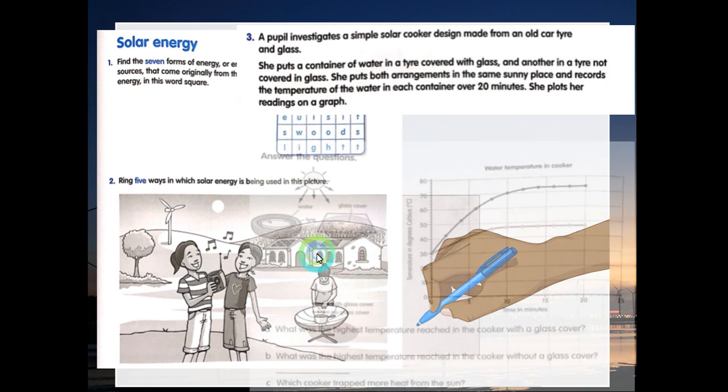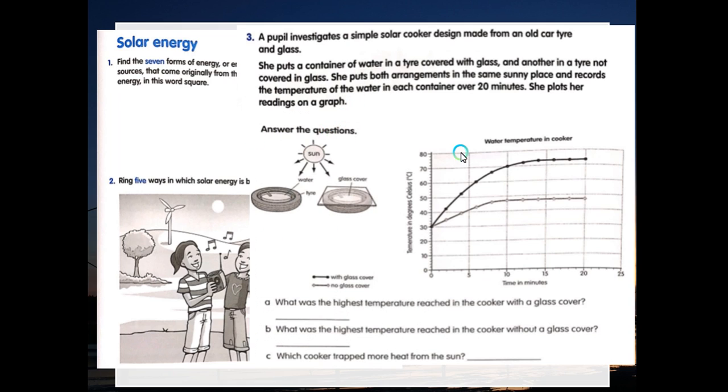Now, question 3. It's an experiment. All right. A pupil investigates a simple solar cooker design made from an old car tire and glass. Now, this is the old car tire and this is a glass. So she put a container of water in a tire covered with glass and another not covered. She put both arrangements in the same sunny place and recorded the temperature of the water in each container. They want to see which one is going to be hotter.